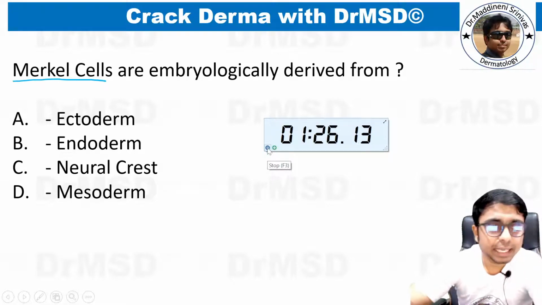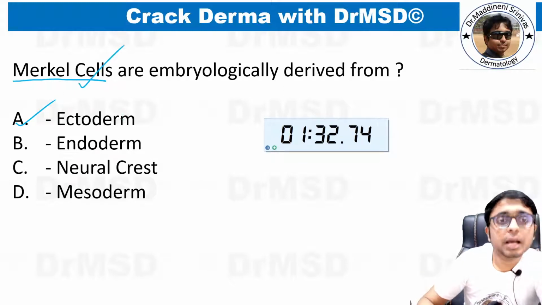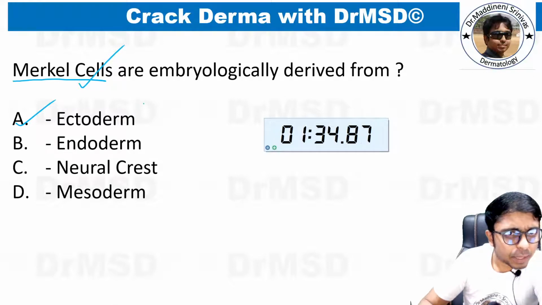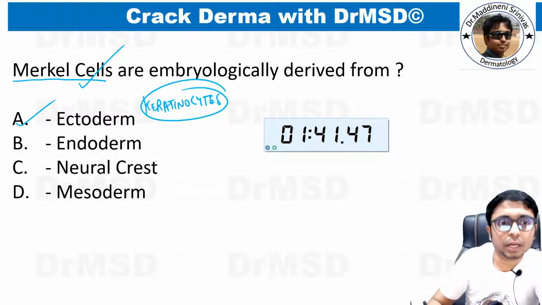Yes, yes, very good, Anant Mohan. You have marked it right. So it is ectoderm from which Merkel cells will come. And not only Merkel cells but also keratinocytes are ectodermal in origin. Okay, so very important.